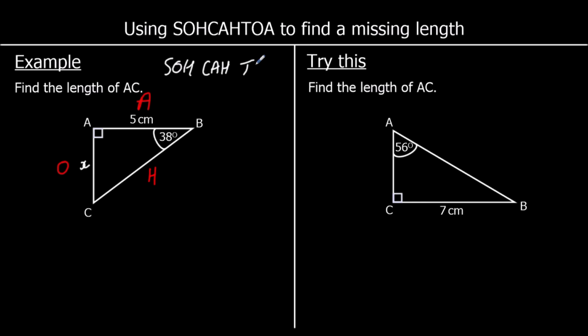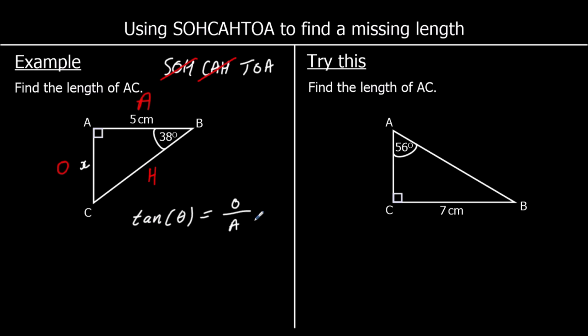So this time, which lengths are in the question? O's in the question, that's what we're working out. A's in the question because we know it. H isn't in the question, so we want O and A. Cross out the ones with H in. O and A is tan. So it's tan with the angle is O divided by A.